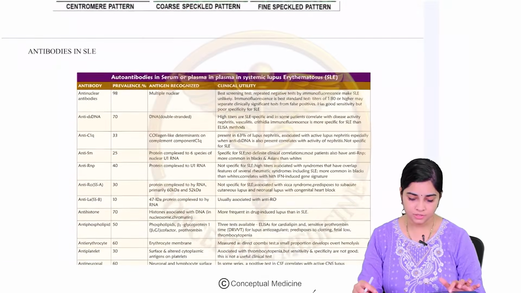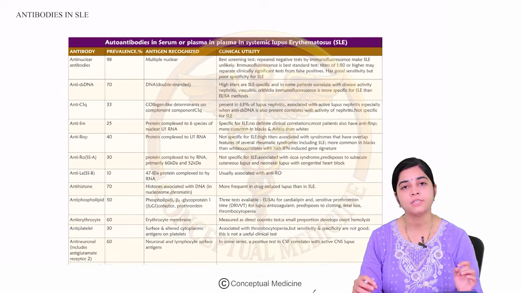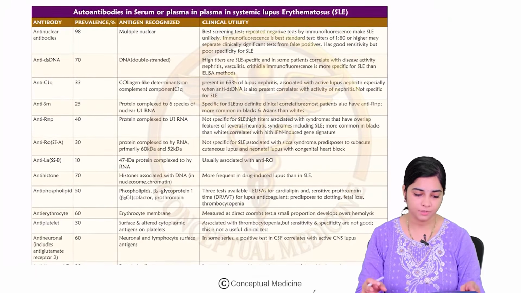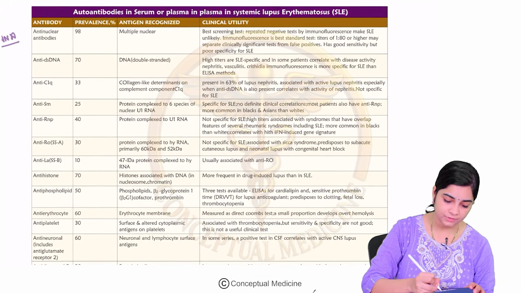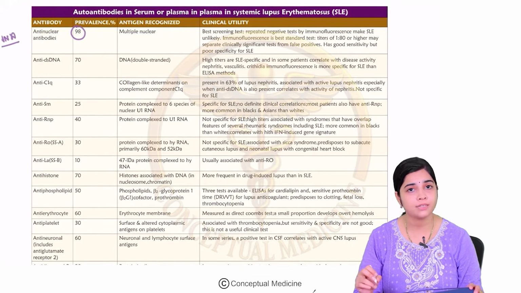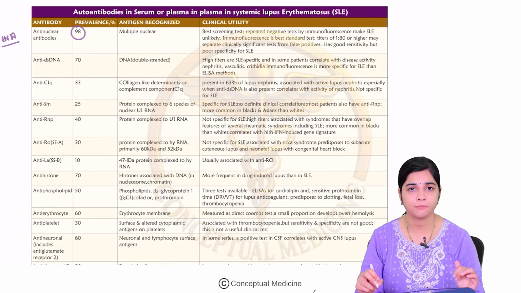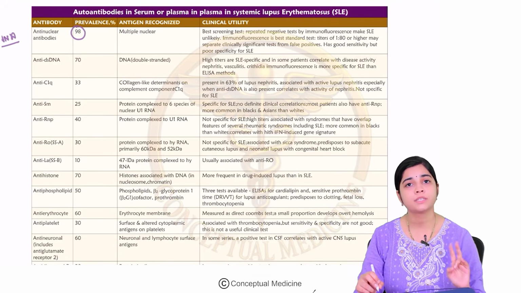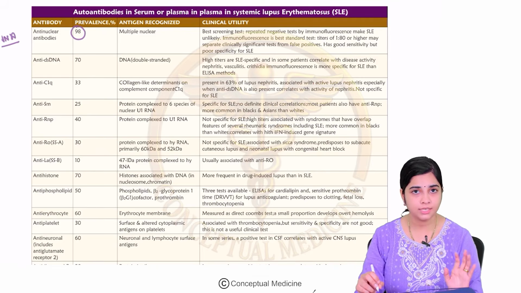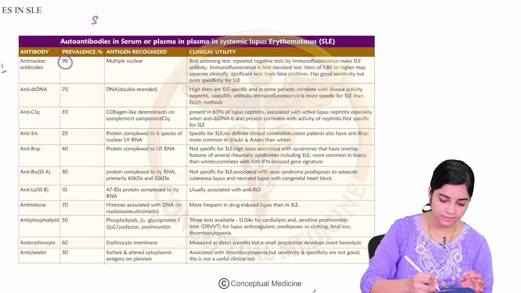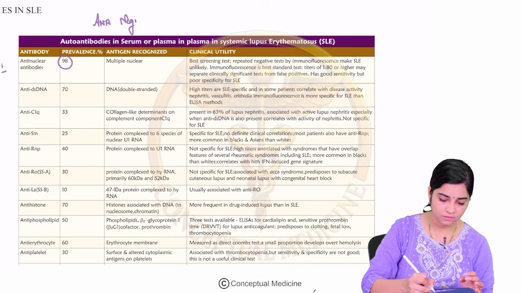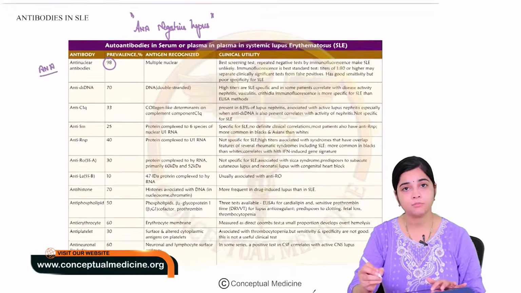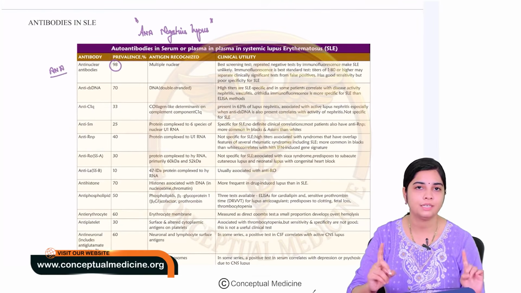Alright, clear? So now let us look at the various autoantibodies which can be found in SLE. The first is your anti-nuclear antibodies or your ANA. This is found in 98%. So does that mean that the 2% which is left behind can be ANA negative in SLE? Yes, there is an entity which is called ANA negative lupus.